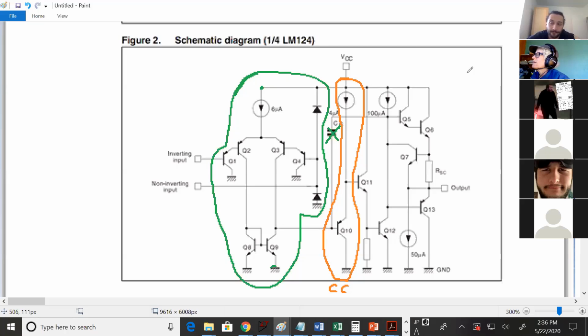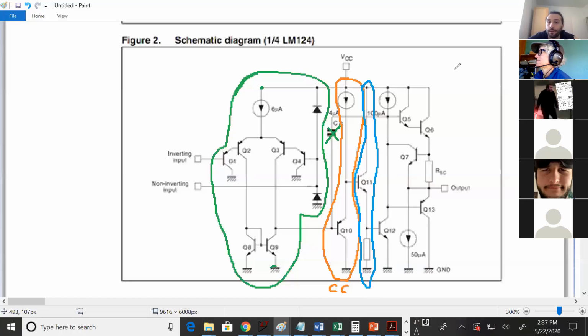So the question is, what kind of amplifier is Q11 a part of? Also a common collector. What in this case, I just crossed out the 100 micrograms. But wait a minute, you just had a common collector. Now you have another common collector? Why is that? What's going on there?